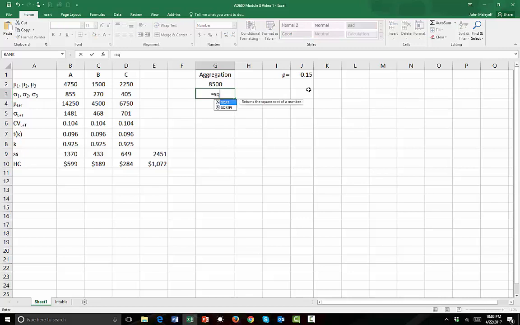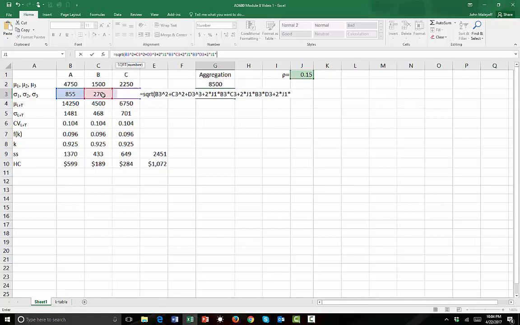It's a pretty lengthy calculation. It's the square root of the sigma squared for the first department, plus the sigma squared for the second department, plus the sigma squared for the third department, plus 2 times rho times sigma A times sigma B, plus 2 times rho times sigma A times sigma C, plus 2 times rho times sigma B times sigma C. Alright, take a quick look at that.